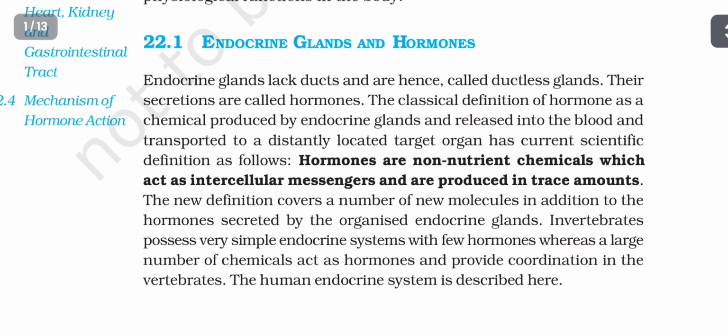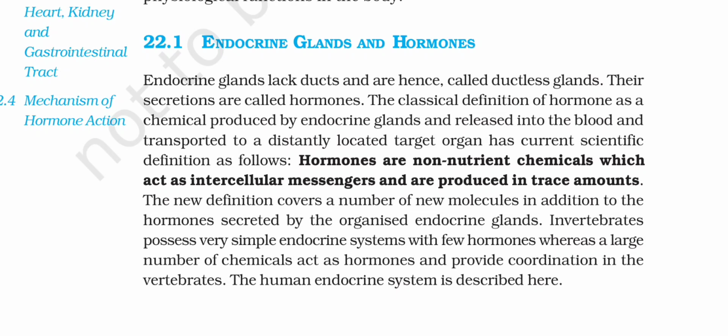Endocrine glands and hormones. Endocrine glands lack ducts and are hence called ductless glands. Their secretions are called hormones. The classical definition of hormone as a chemical produced by endocrine glands and released into the blood and transported to a distantly located target organ has a current scientific definition as follows. Hormones are non-nutrient chemicals which act as intercellular messengers and are produced in trace amounts.